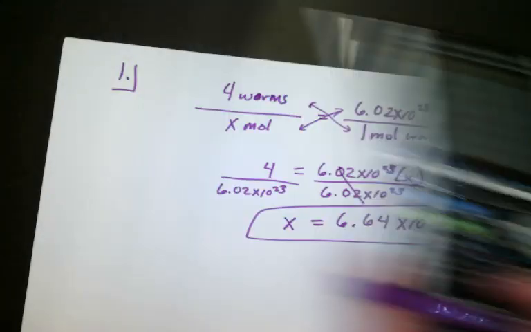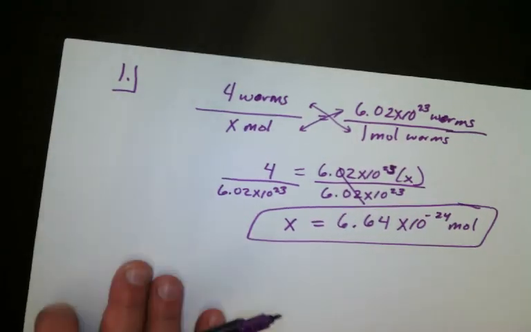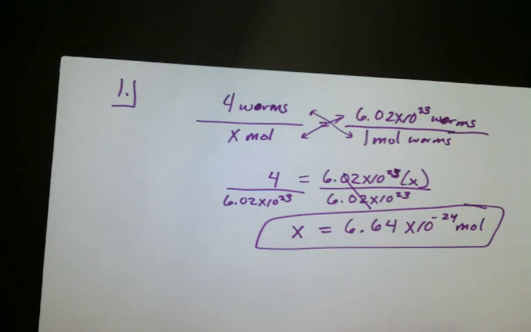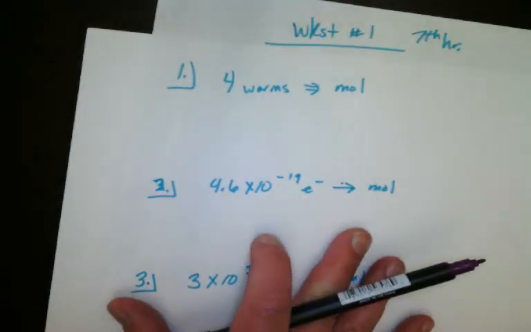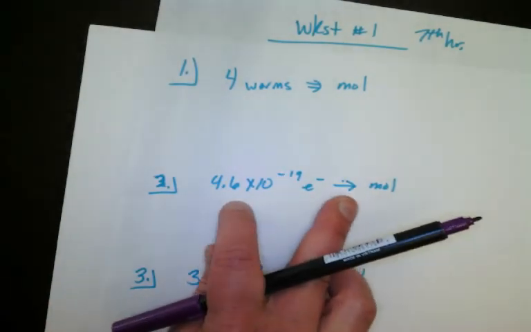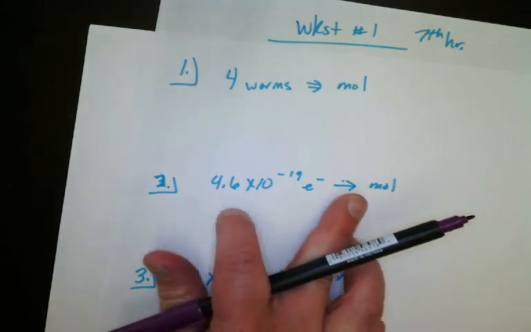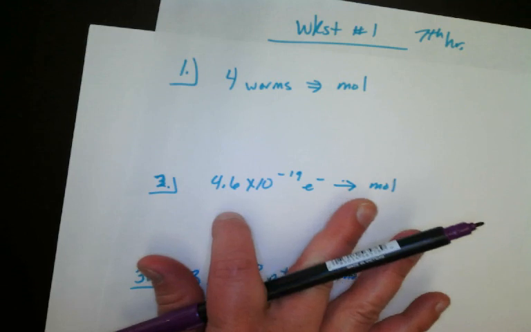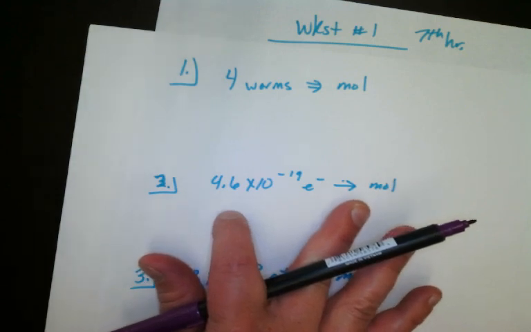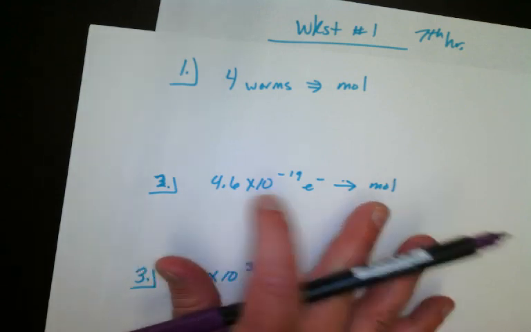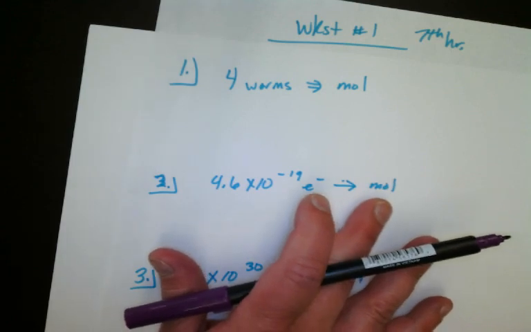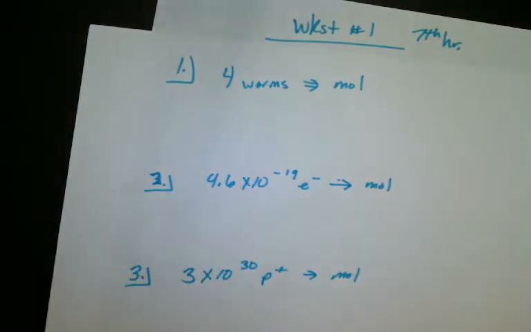Okay. All right, now you need to do number 2. Clear your whiteboards. Now we have electrons. I want to know, look at me, I want to know how many moles this pile of electrons is. I have this many electrons, and I want you to tell me how many moles that is. Okay, so put that on your whiteboard.